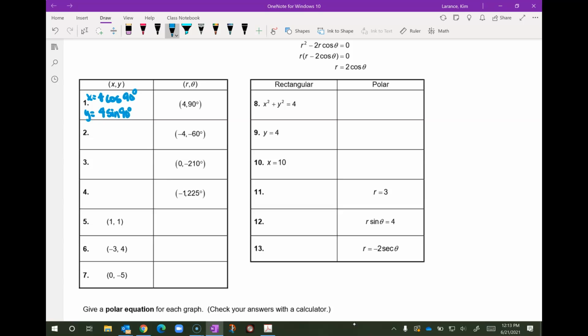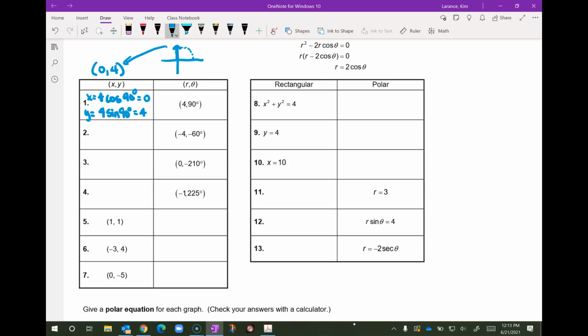Remember that the cosine of 90 is 0, so 4 times 0 is 0, and the sine of 90 is 1, so 4 times 1 is 4. So my answer here would be the coordinates 0, 4. And you can check that. If you were to rotate 90 degrees and go forwards 4, wouldn't you be at the point 0, 4? Okay?